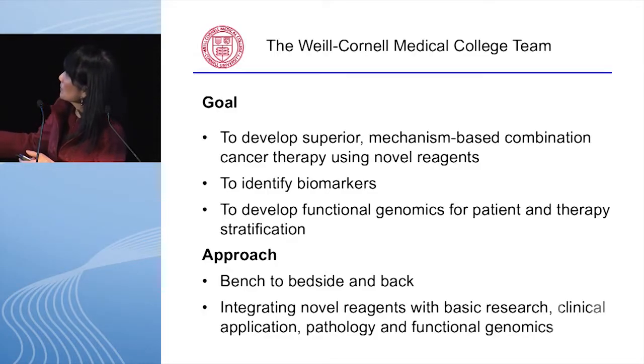So what is the goal? The goal is really to develop a superior mechanism-based combination therapy using novel agents specifically targeting the cell cycle. Of course, we want to identify predictive biomarkers. And finally, we want to use functional genomics for patient and therapy stratification. And I think we have a glimpse of hope towards the end of the talk. Our approach is really from bench to the bedside, and we learn very humbly from what we see in the patients and go back to the bench. And then we integrate novel reagents with basic research and clinical application with the team at Cornell.